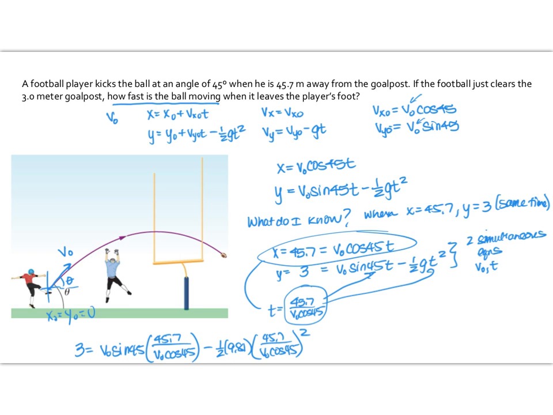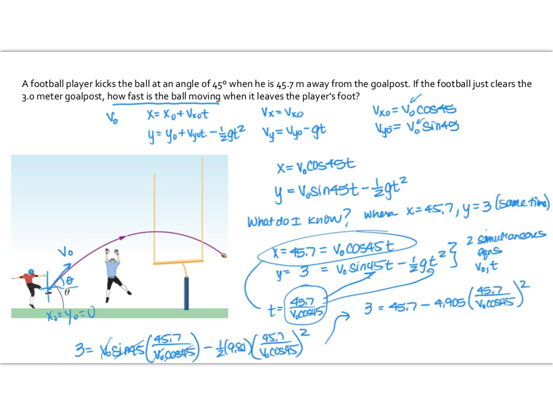Now some things are going to happen here to simplify this. The V naughts cancel out in the first term, and it turns out the sine and cosine of 45 degrees are actually the same values, so I'm going to just cross those out as well. So what do I get here? Now I get 3 equals 45.7 minus 4.905, that's just half of the 9.81. And then I have 45.7 over V naught cosine of 45, and all that squared.